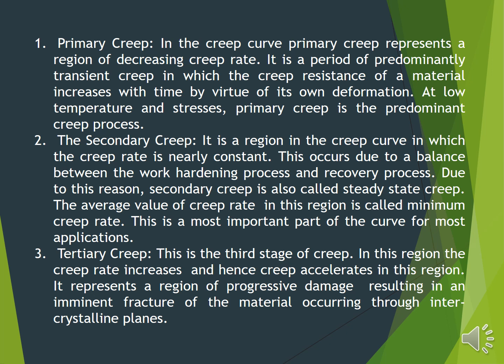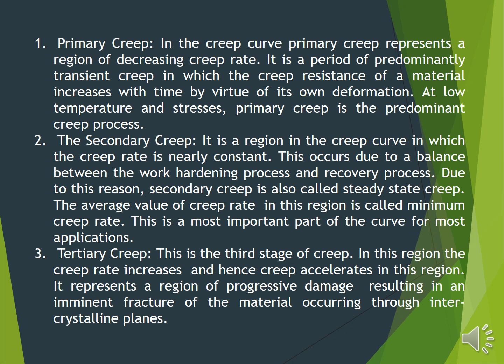Now the primary creep in the creep curve represents a region of decreasing creep rate. It is a period of predominantly transient creep in which the creep resistance of a material increases with time. Just remember, the creep resistance increases with time. The secondary creep is a region in the creep curve in which the creep rate is nearly constant. So in the secondary, it is constant with time.